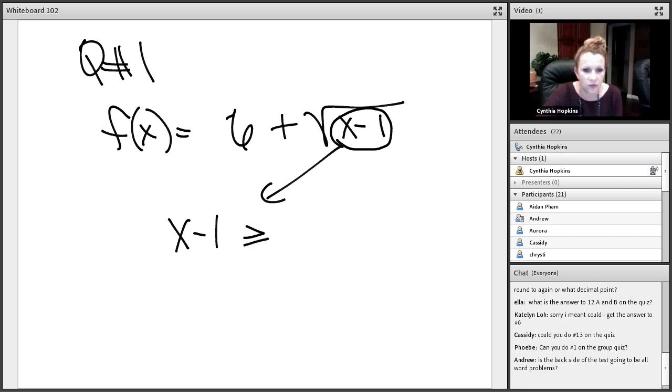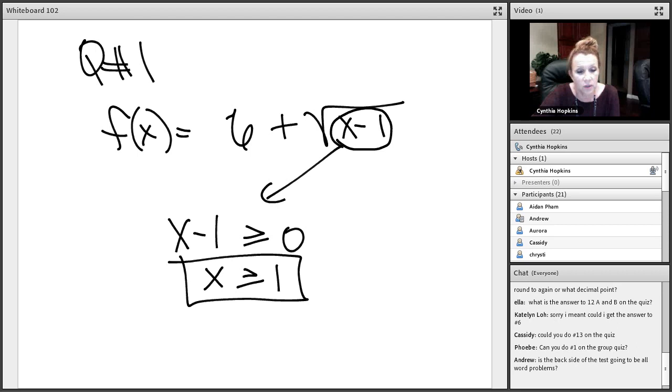Here's how you write that. Greater than or equal to 0. I just know that it cannot be negative because that would not be real. So the stuff inside can be 0 and it can be positive. Those are the two things it can be. So now when I go to get x all alone, I say I need to add the 1 to both sides, and I get that x needs to be greater than or equal to 1. Okay, and that's my domain.